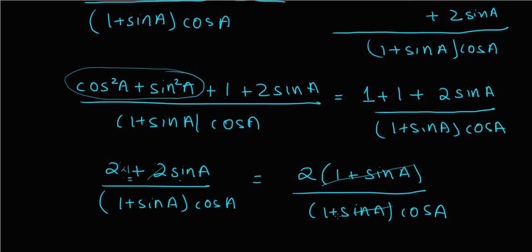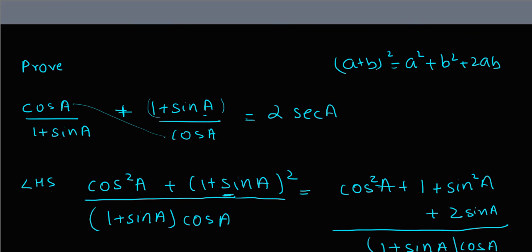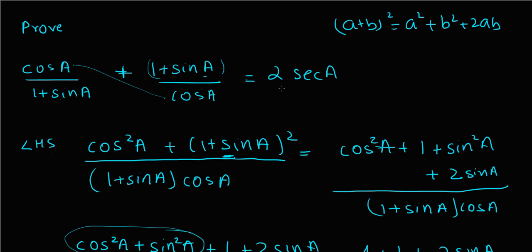So this and this will get cancelled. We know that 1 by cos theta is sec theta. So this becomes equal to 2 sec A, which is our required result. So we had to prove it is equal to 2 sec A. So I'll stop this video over here with these questions. We'll do many more questions based on these 3 identities in the coming videos.